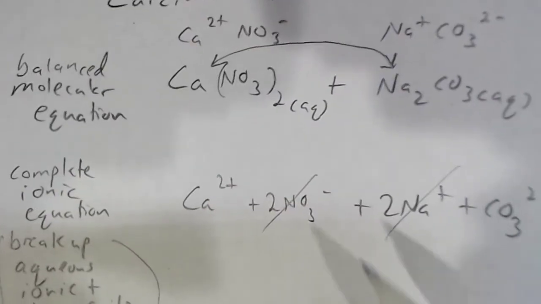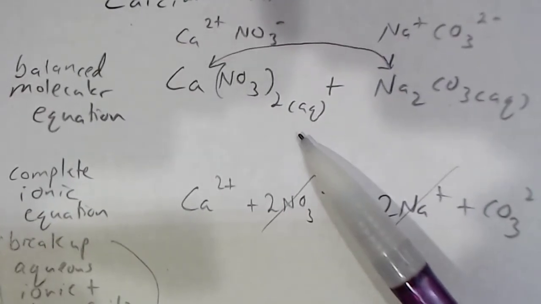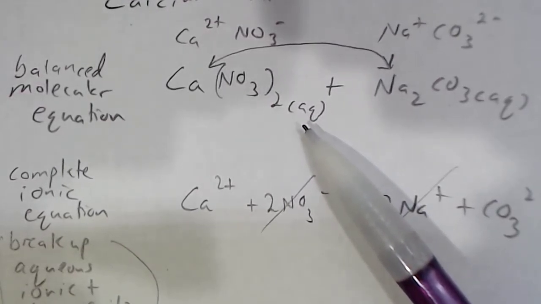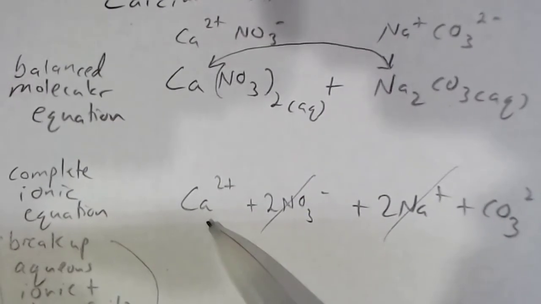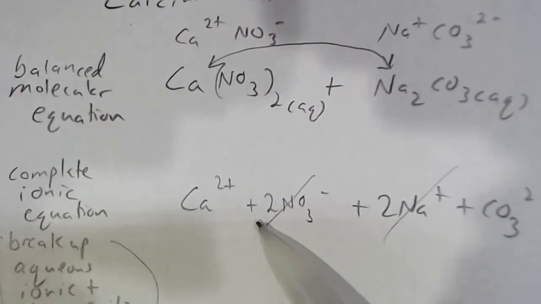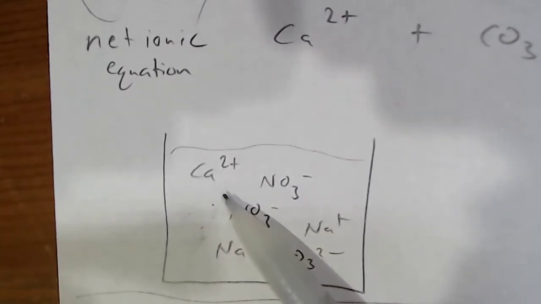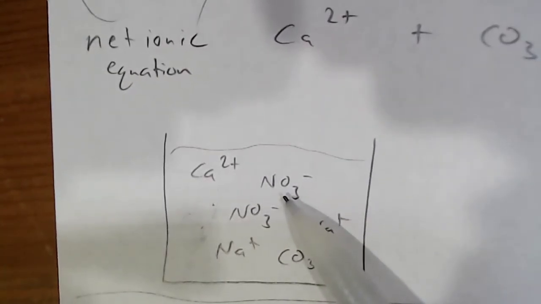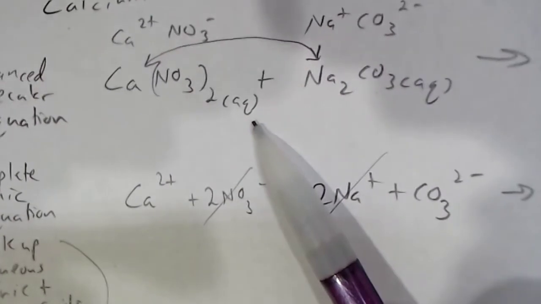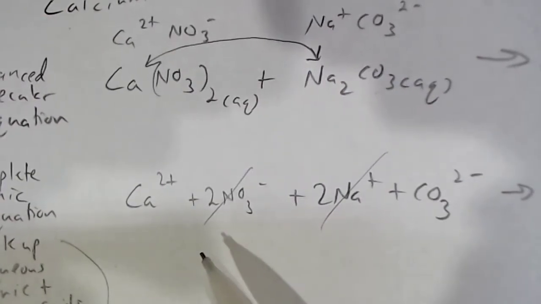Calcium nitrate was aqueous, it was a solution, and what that really meant was that in that solution, calcium ions were floating around separately from the nitrate. So we had them separate, and that's represented by this plus sign. Calcium ions are floating around, and so are nitrate ions. None of them are attached to each other. Instead, they're surrounded by water molecules. So that was aqueous. We broke up calcium nitrate into separate ions.